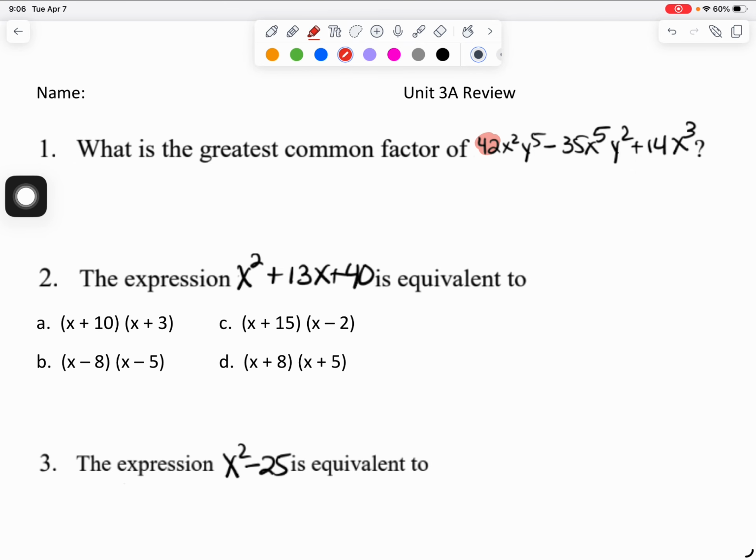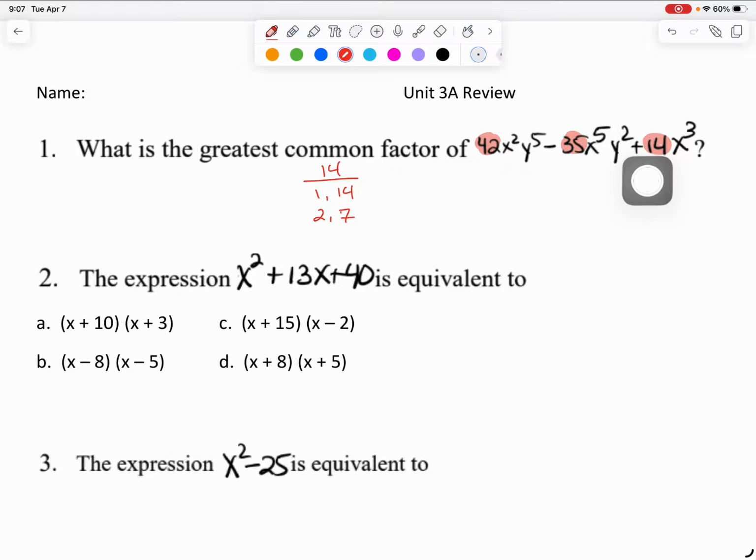We're going to start with the numbers, or the coefficients. We have 42, 35, and 14. We're going to take the smallest of those three numbers, which is 14. What are the factors of 14? Well, we have 1 and 14, and then we have 2 and 7. I always start by taking the largest factor, in this case 14, and dividing it by all three.